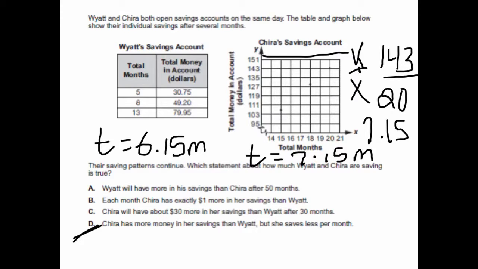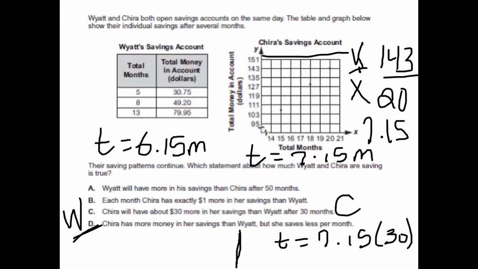Kira will have about 30 more in her savings than Wyatt after 30 months. Well, let's go ahead and test that. Make a little line here. 30 months is my key information here because I know I can plug 30 in for M. So T equals 7.15 times 30. And likewise, this is Kira, this will be Wyatt, T equals 6.15 times 30.